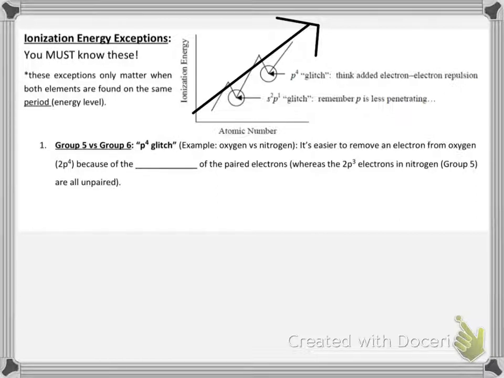It's getting bigger and bigger and bigger along the same energy level. But you probably noticed it didn't just quite go up. There were these two glitches. So we need to know those glitches and what causes them. The first glitch happens when we're comparing groups 5 and group 6. We call this the P4 glitch.